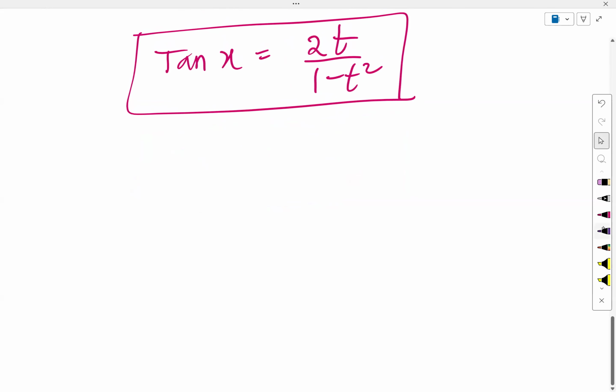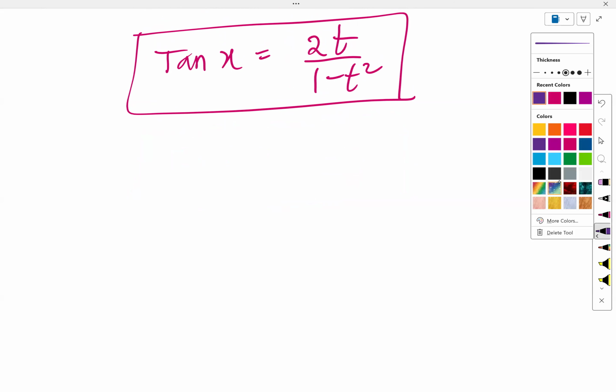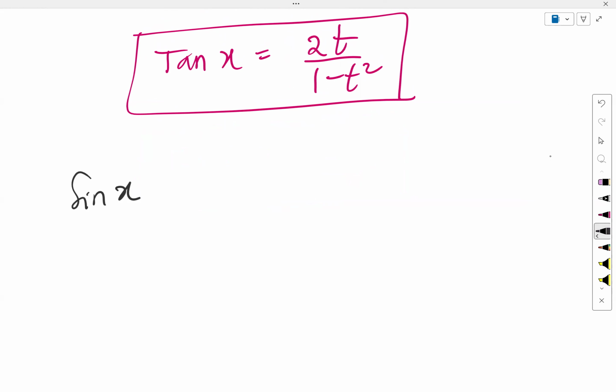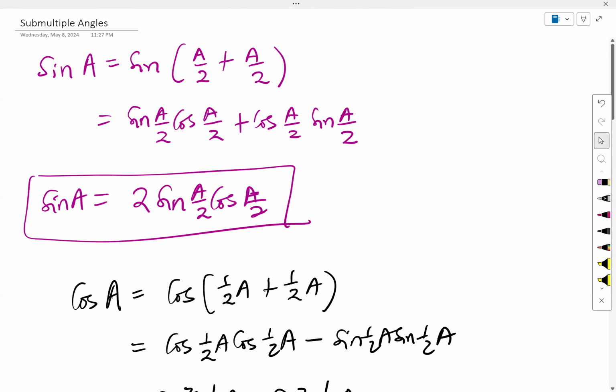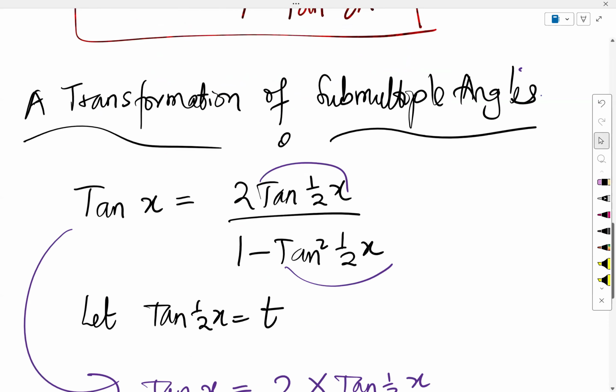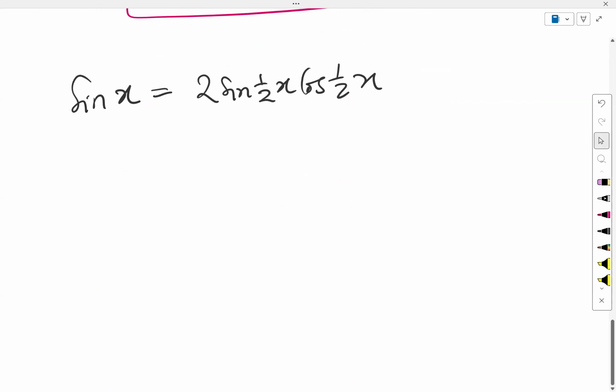So let's go now to this. How about when you talk about sine x? We know already that sine x is 2 sine half x cos half x. At least we remember that from when we began this whole thing. So 2 sine a over 2 cos a over 2. Now we are dealing with x. So it means sine x is 2 sine half x cos half x. But see what we have to do here. Since we want to use that transformation, that tan half x is equal to t, for us to be able to do that here, see what happens.